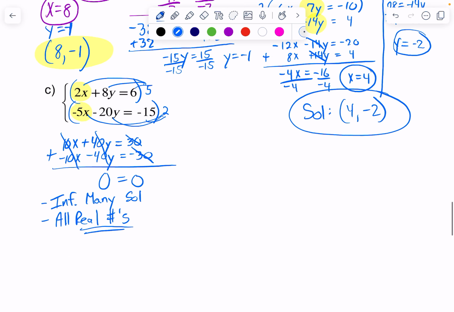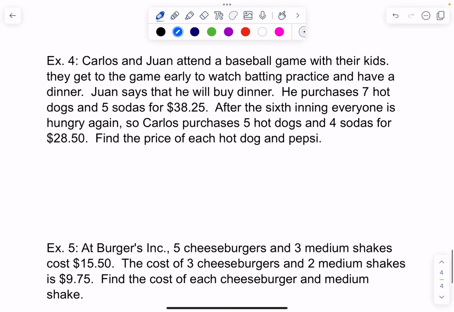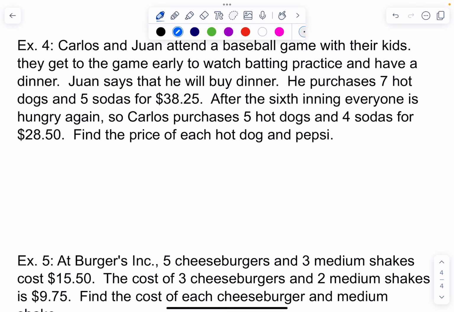All right, so I hope the mechanics are down pat. Now let's get to these word problems. Carlos and Juan attend a baseball game with their kids. They get to the game early to watch batting practice and have a dinner. Juan says that he'll buy dinner. He purchases 7 hot dogs and 5 sodas for $38.25. After the 6th inning, everyone is hungry again. So Carlos purchases 5 hot dogs and 4 sodas for $28.50. Find the price of each hot dog, sorry about that, and each soda.